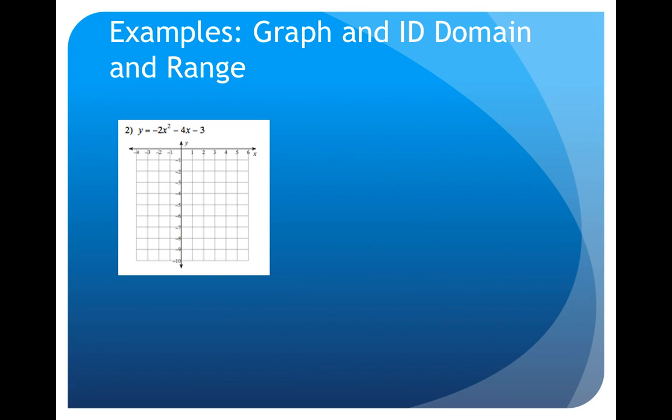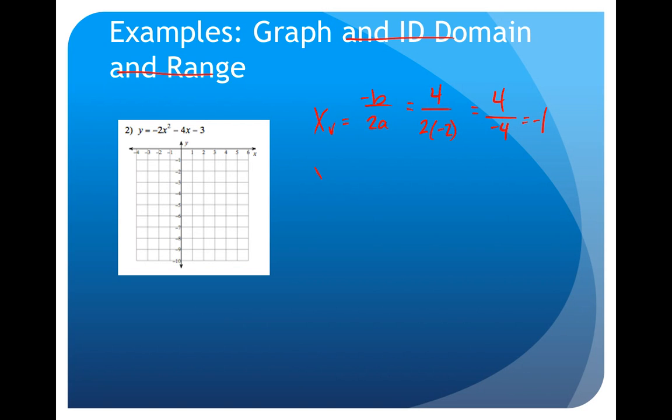So here's an example. We're not going to identify domain and range. We're just going to graph that's in standard form. So we start with the x-coordinate of the vertex using that formula, opposite of b over 2a. So the opposite of b is 4 over 2 times a, which is negative 2. So this is 4 over negative 4, or negative 1.